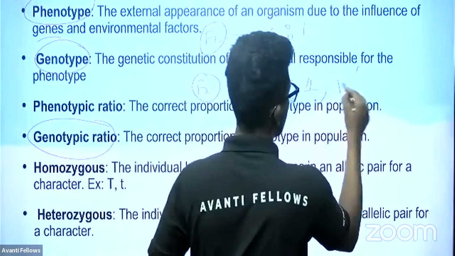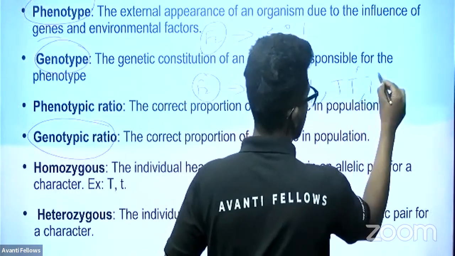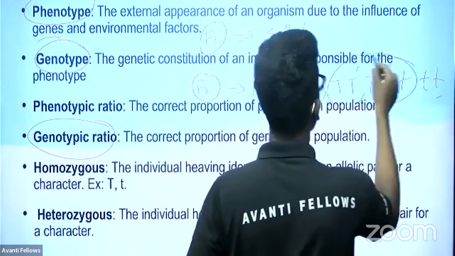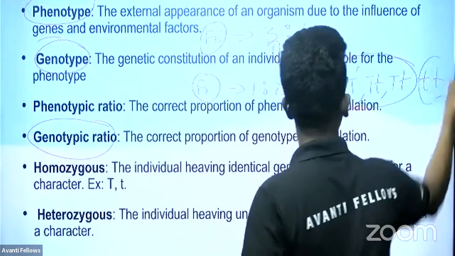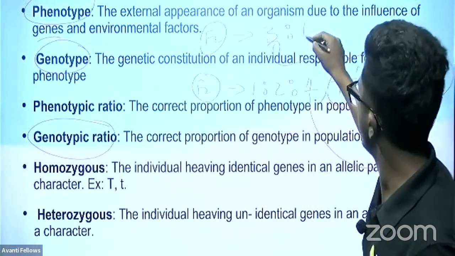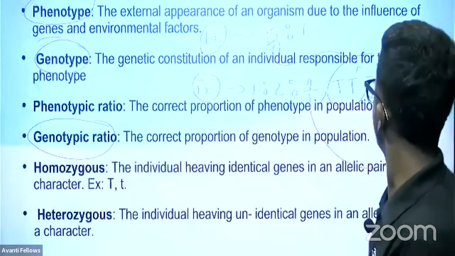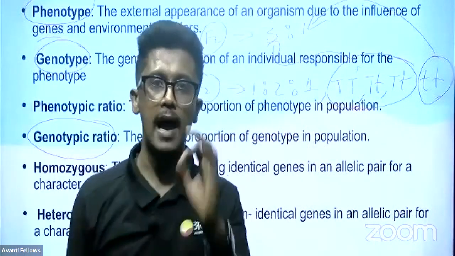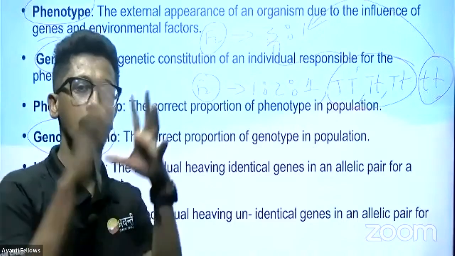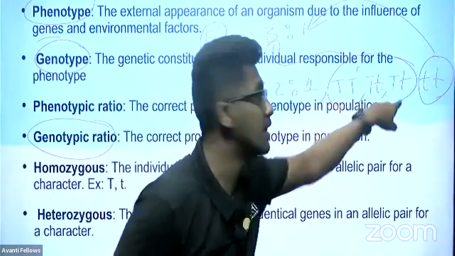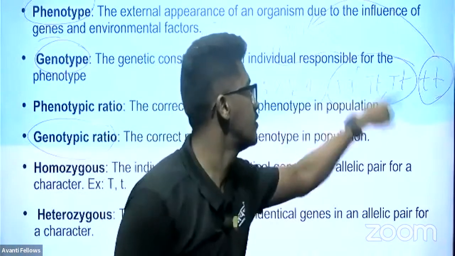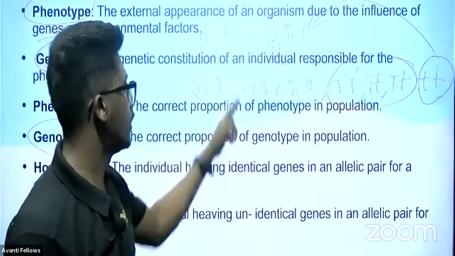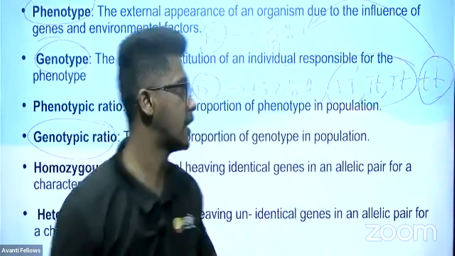I got it because one of the plants was capital T capital T, then capital T small t, capital T small t, and small t small t. So three of them were expressing the tall character, that is why it is 3. One of them was small t small t, that is why it is 1. You get my point? In a population, how many plants carry the same genetic makeup? Two of the plants carried the same genetic makeup, capital T small t, that's why we give them 2. Capital T capital T was only 1, that's why we give it 1. And small t small t was only 1, that's why we give it 1.